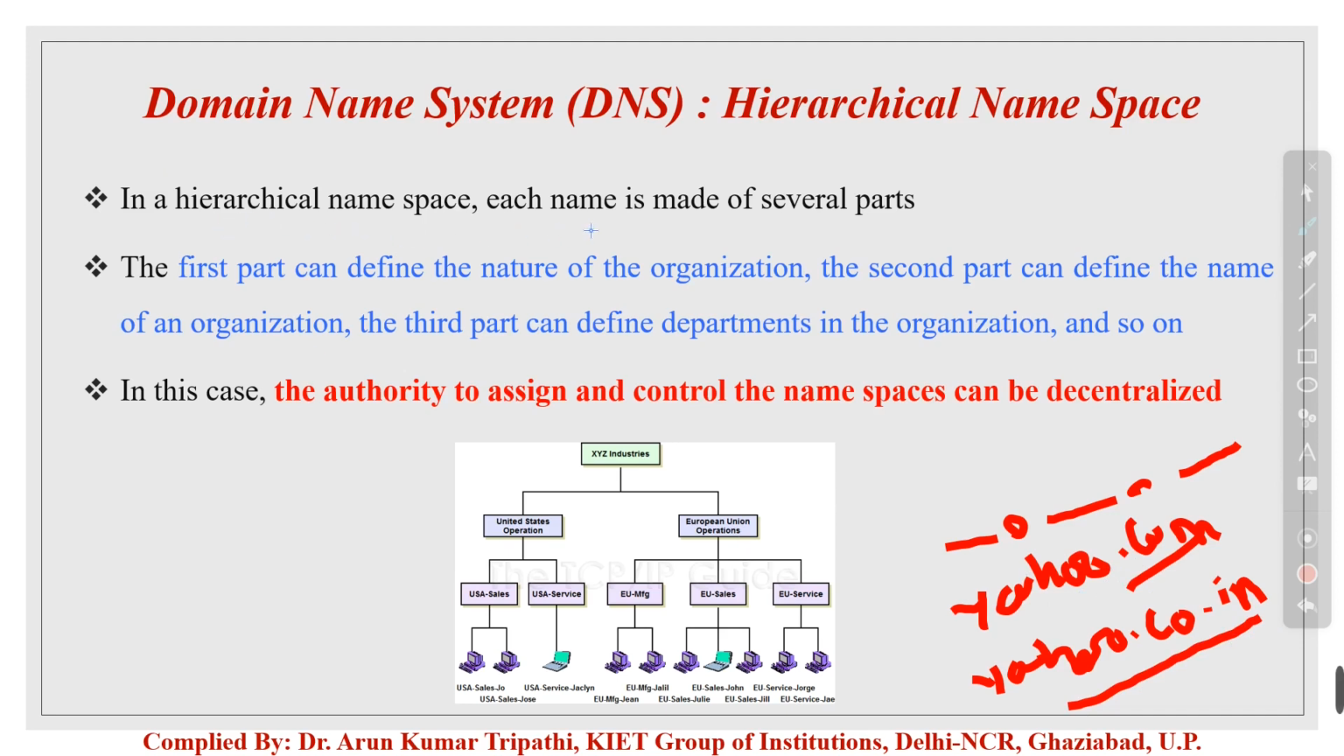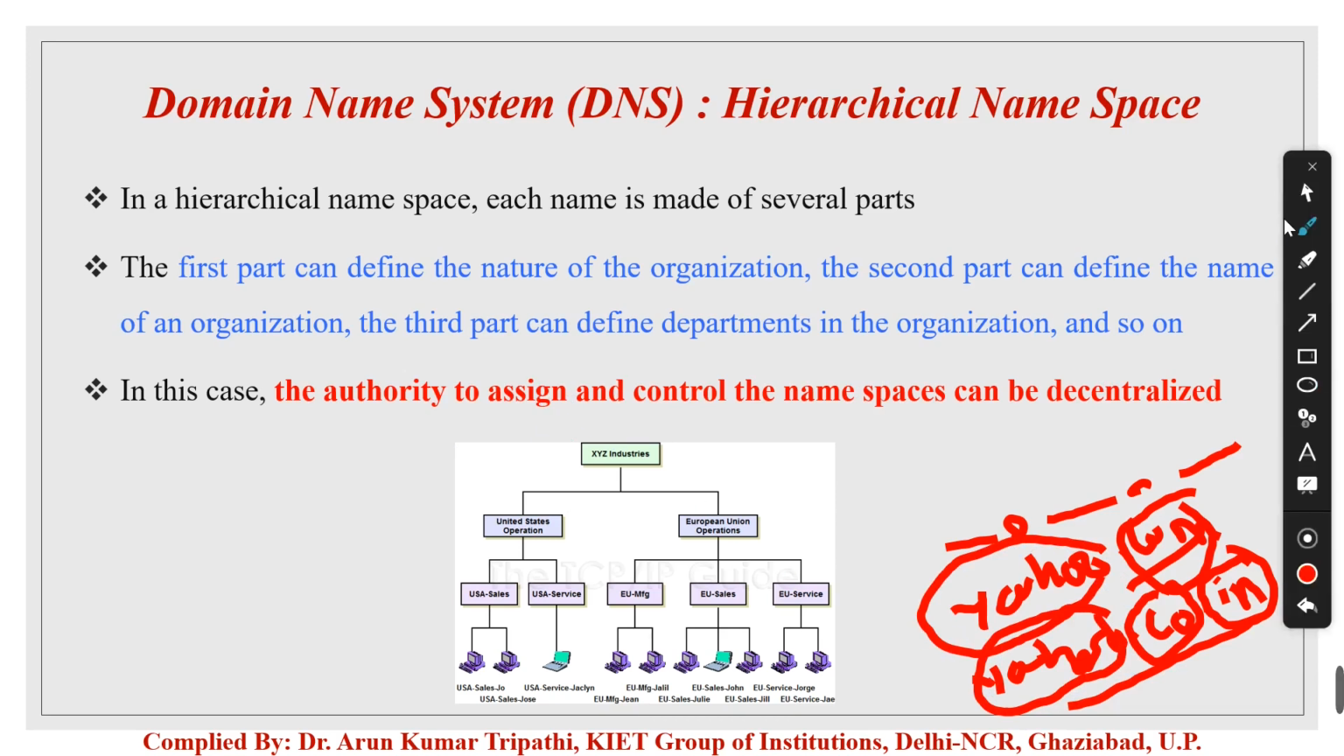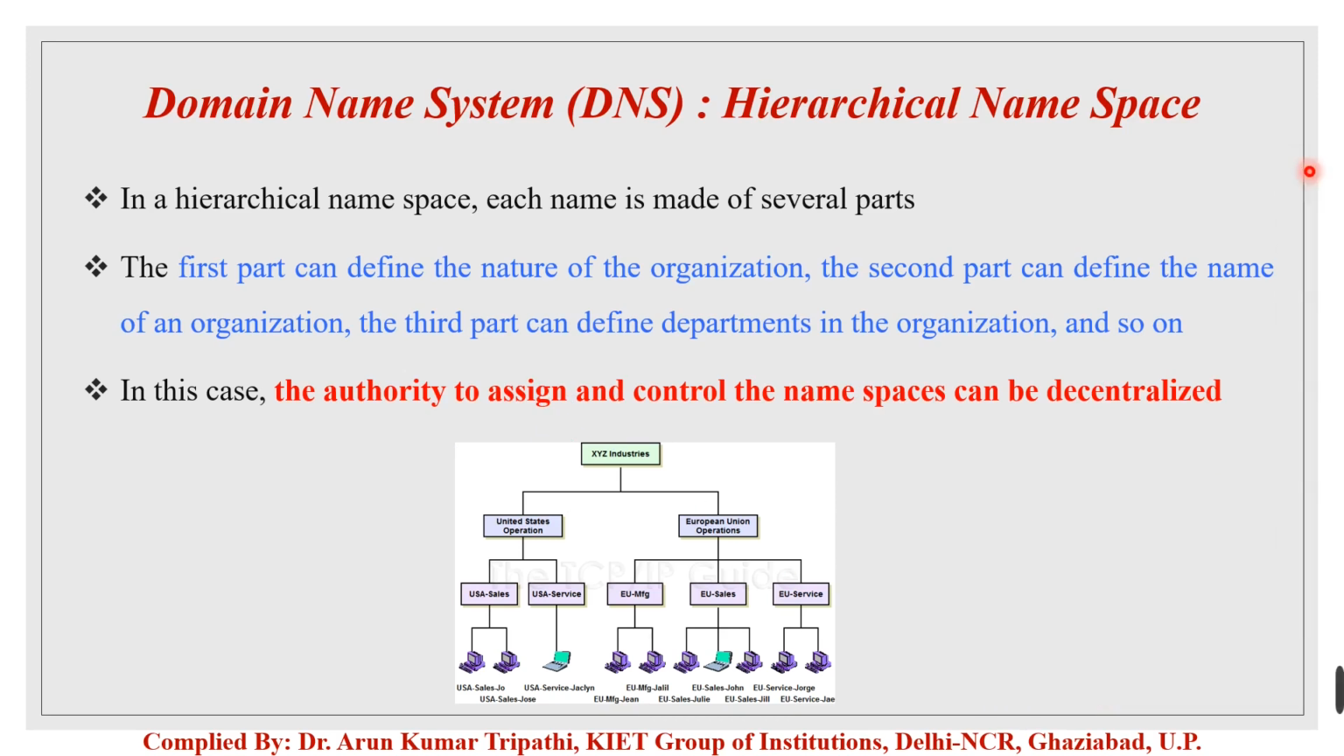In the hierarchical namespace, each name is made of several parts. The first part can define the nature of the organization. For example, com means commercial or in means India. The second part defines the name of the organization. Here I have used the type of the organization, and here the name of the organization, Yahoo. Here I have used at the third level the name of the organization and department and so on. So we can organize in a particular manner. We will discuss more in the next slides.